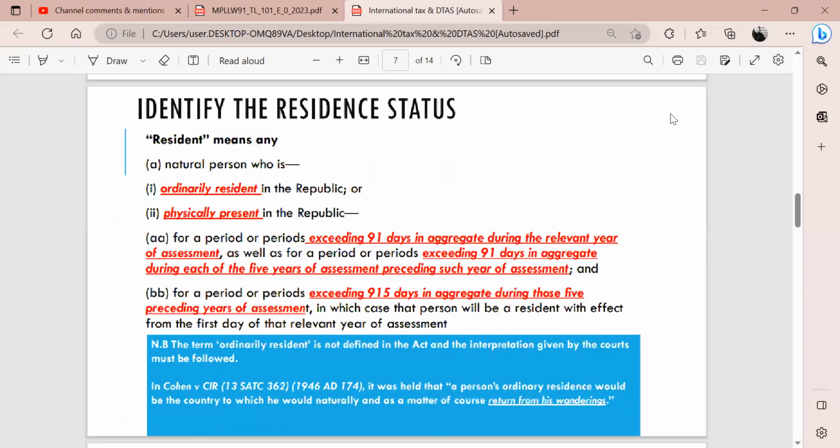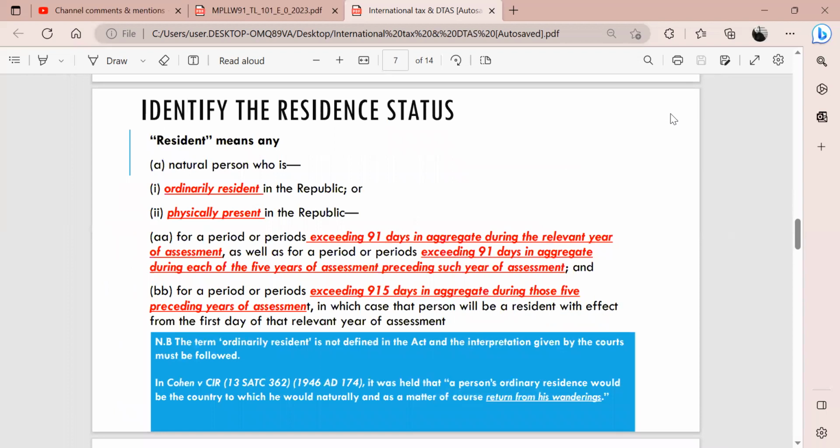Now, who exactly is a resident for income tax purposes? We need to know who is a resident for income tax purposes, because we know that residents will be taxed on their worldwide income. Non-residents, on the other hand, will only be taxed on income from a source within the Republic. So who is a resident?